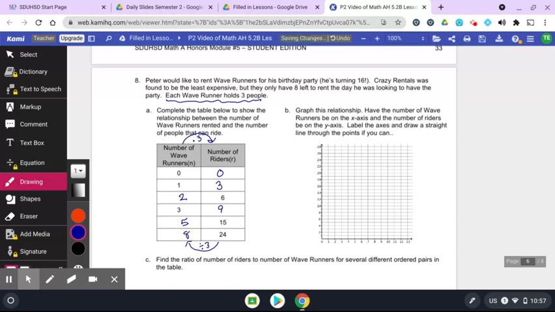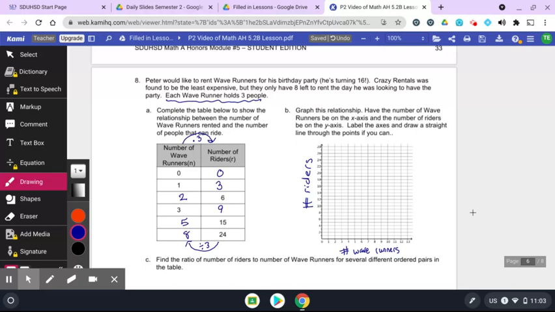We're going to graph this. We have the number of Wave Runners, and the dependent is the number of riders. And on this one, we probably could actually reverse it, because it told us how to do it, but if it didn't tell us how to do it, we could probably reverse it. That's when you can kind of argue both ways.